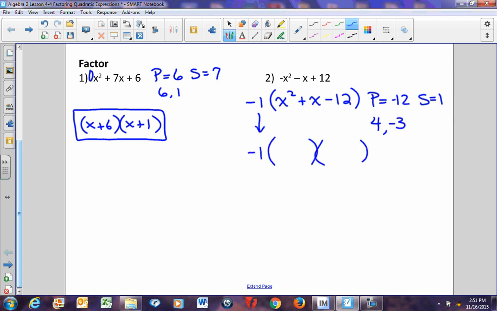Again, keep your negative 1 because you factored that out to begin with. And again, we're going to have two parentheses, an x here and an x here. And now I would simply put in a plus 4 and a minus 3. Sign goes with its number. So we now have negative 1 parentheses x plus 4 parentheses x minus 3. That's factoring in the form of x squared plus bx plus c.